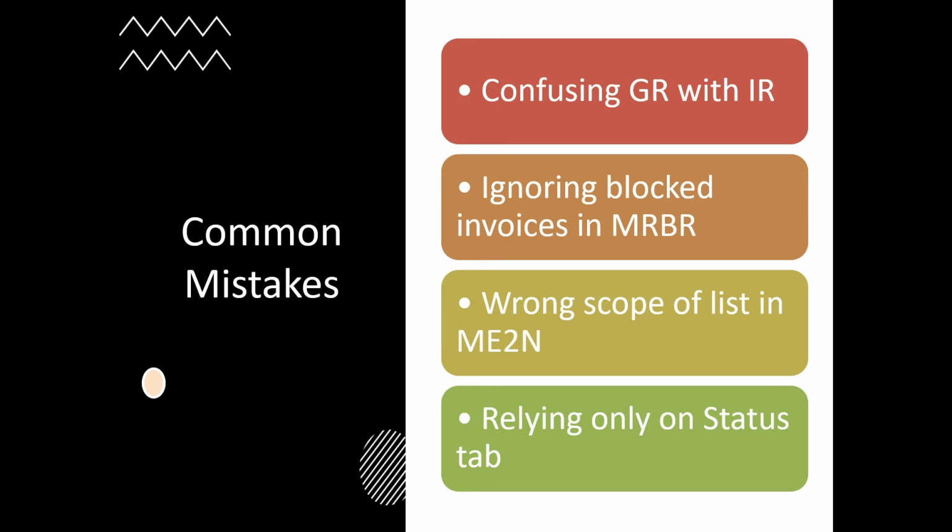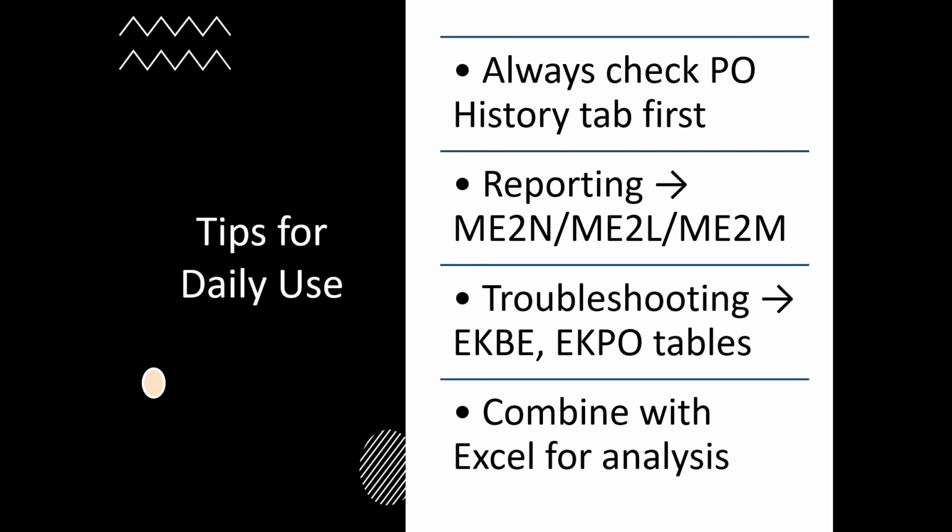And the last one is relying only on status tab. You should not only rely on status tab. You should check other transactions as well to correctly identify GR and IR. So there are some tips that I have written here for your daily use.